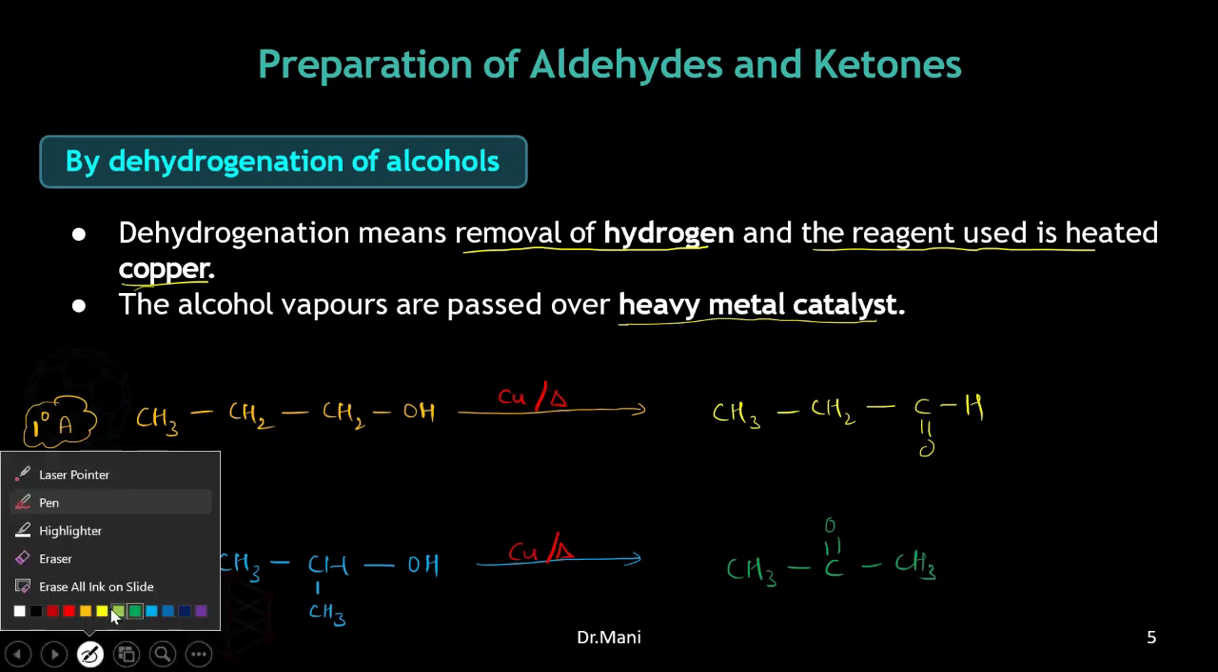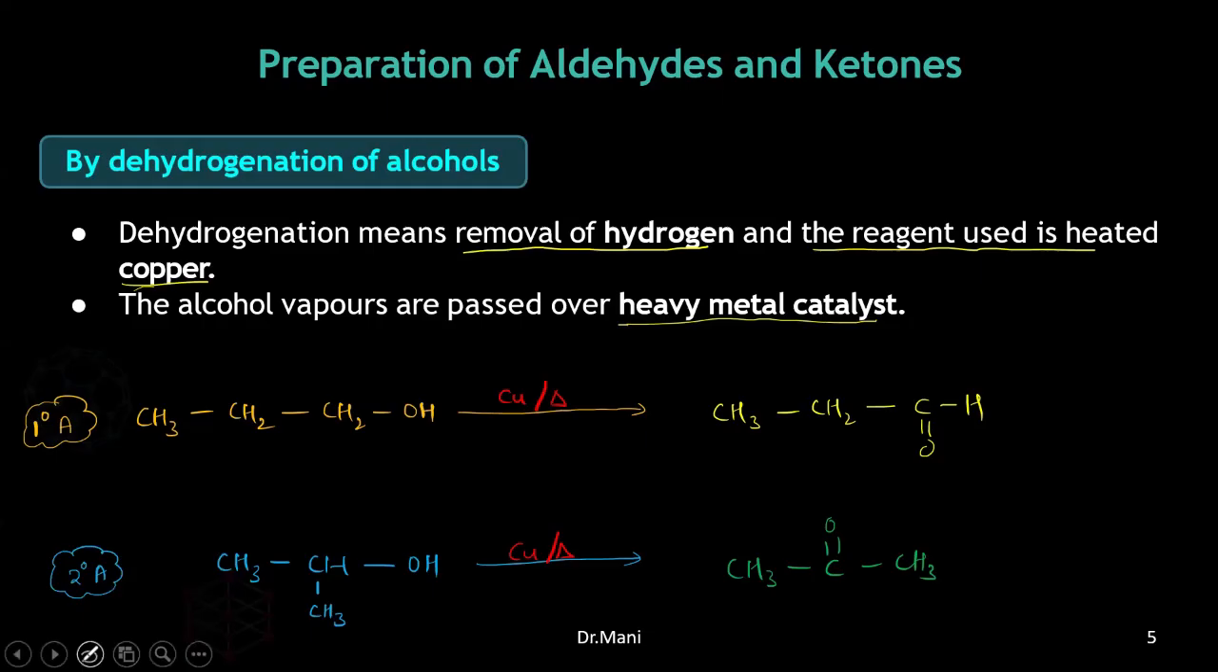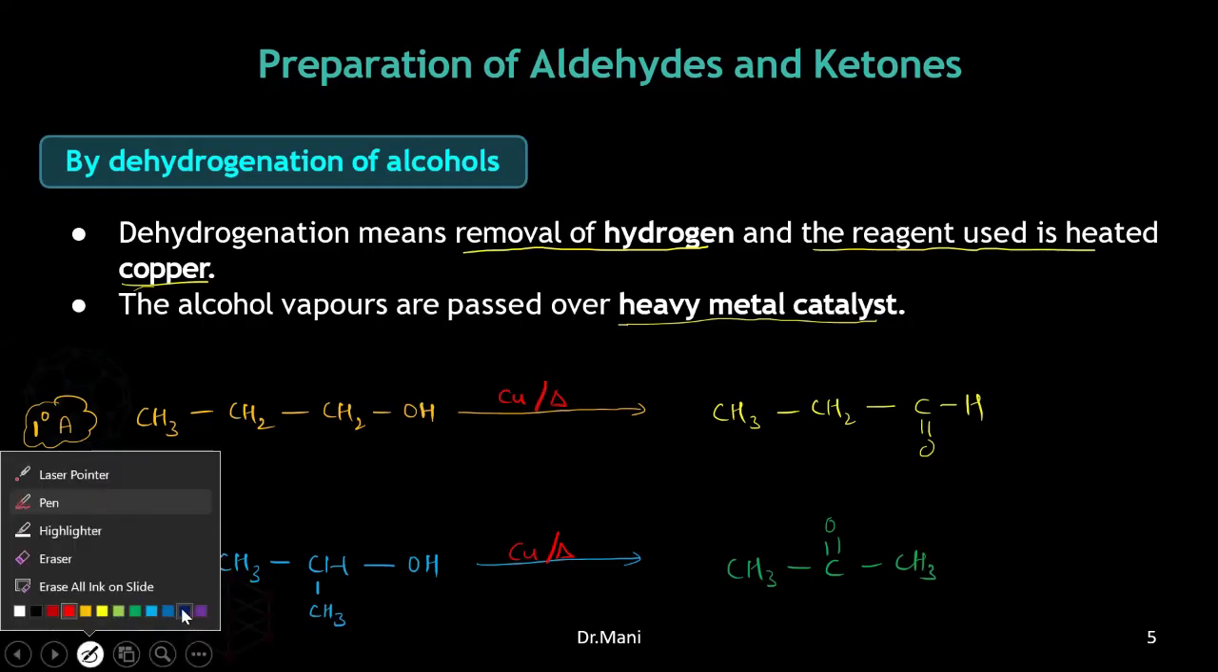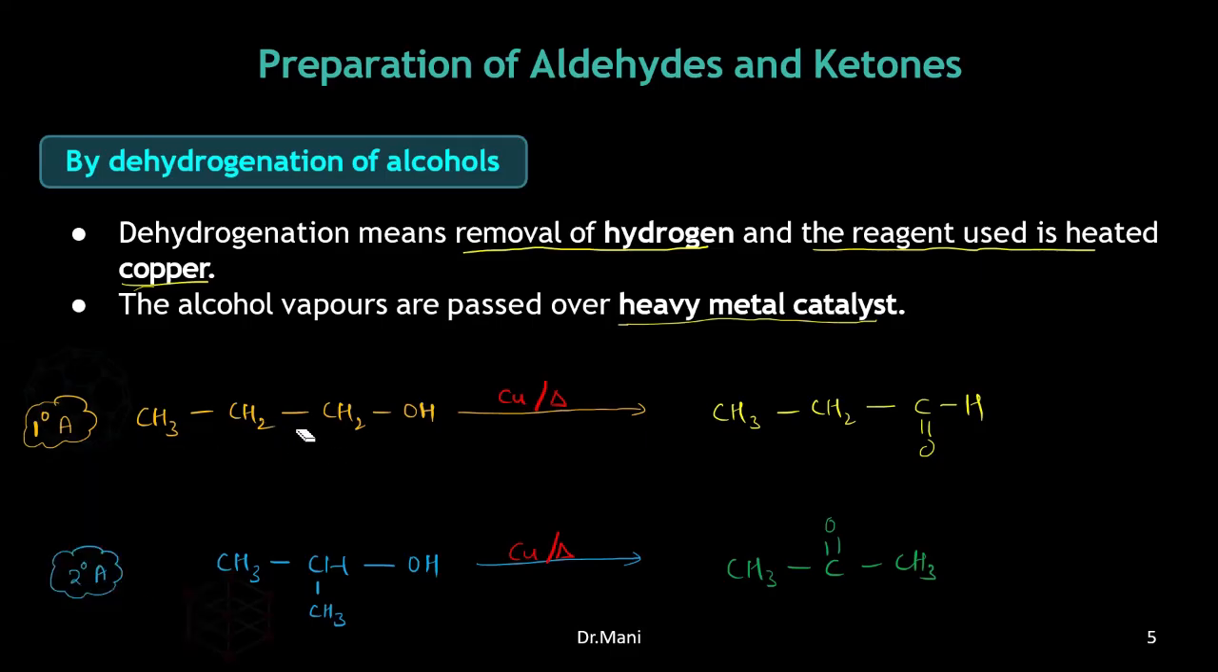So what are you seeing here? What are the products you got here? The first one, what is this? This is a primary alcohol. Yes or no? If you name this, it is propan-1-ol, or you can simply say propanol. And what is this? This is an aldehyde, and there are 3 carbons, so you can call it propanal. Al means aldehyde, ol means alcohol.